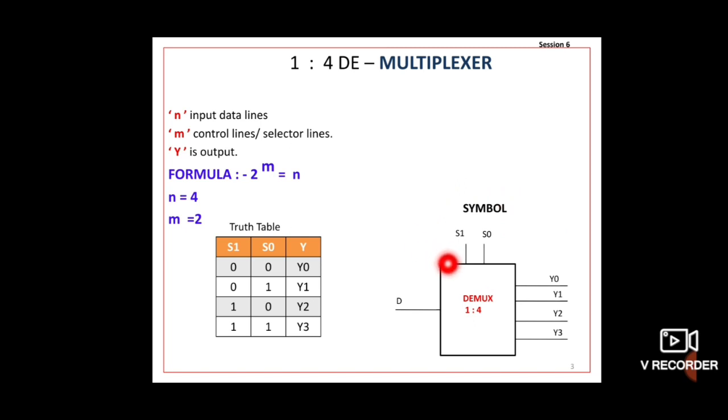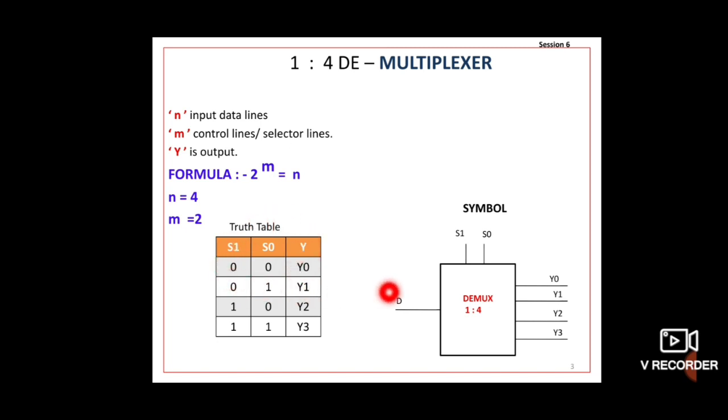Now see the working of this 1 to 4. Before that, just see the truth table of this 1 to 4 demultiplexer. See here, S0, S1, these are the select lines, and Y is the output lines.